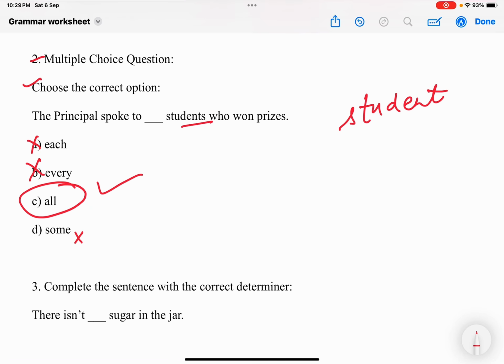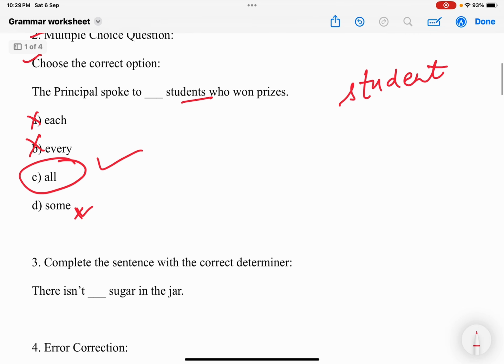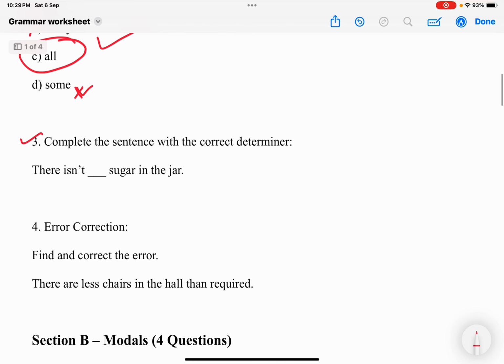If you opt for some, no doubt some can also be correct, but the most appropriate is all, because we want to convey the principal spoke to each and every student who won a prize. And if we use some here, then the meaning would change. It means that the principal spoke to some of the students, not all, but here the most appropriate answer is all. The next one is complete the sentence with the correct determiner.